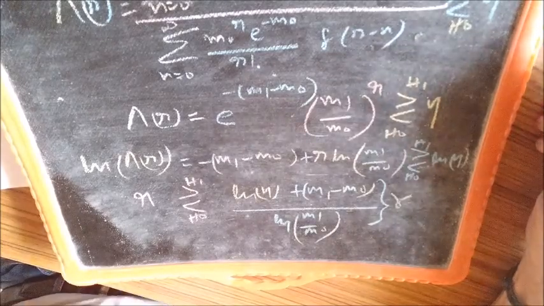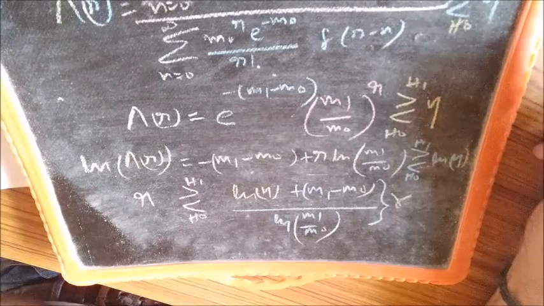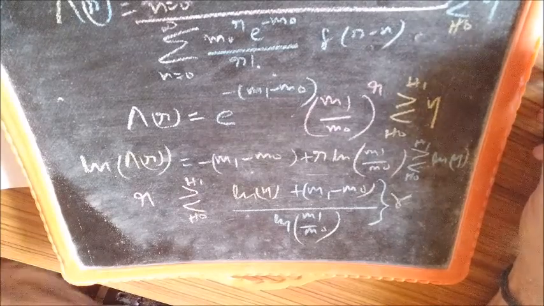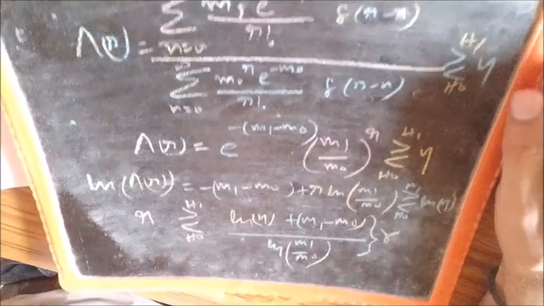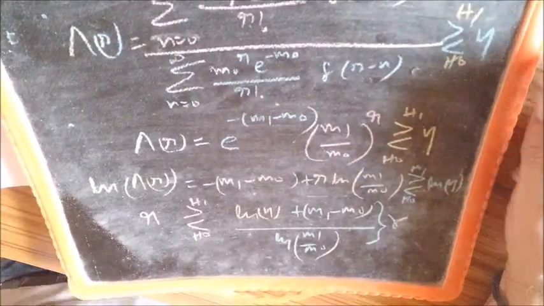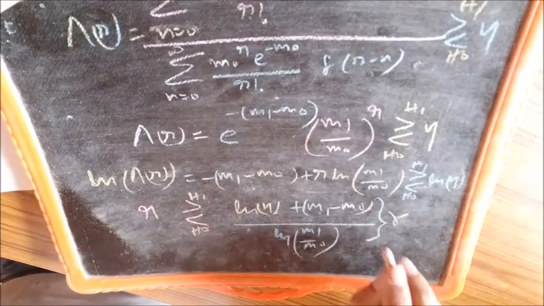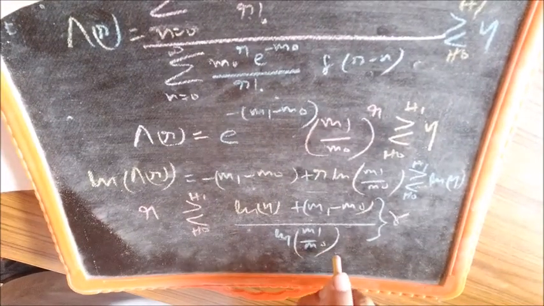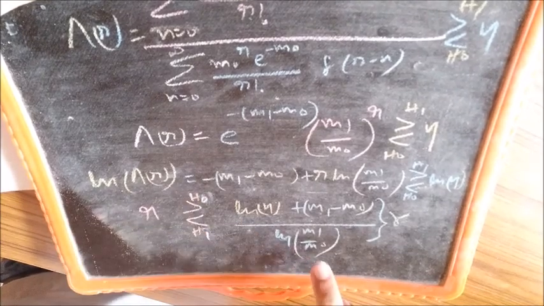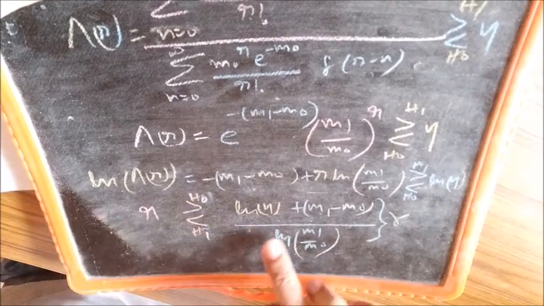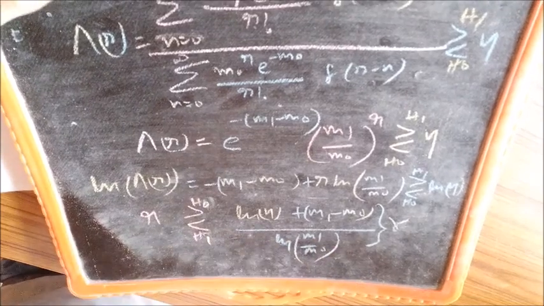And in case m1 was less than m0, because if you recall in the data it was given m1 is more than m0, this is for m1 greater than m0. If m1 is less than m0, this just flips, because the numerical sign of this will change when m0 is greater than m1.